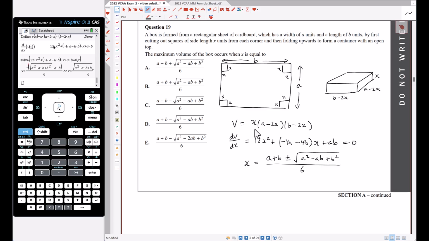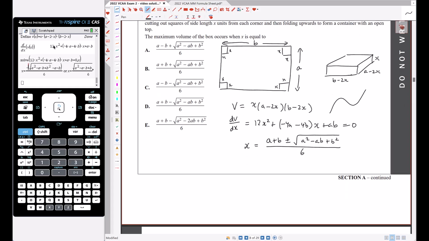Okay, so then given I've got minus 2x and minus 2x, this is a positive cubic, so the shape of this cubic goes like this. So we've got two turning points. The first turning point is the maximum and the second turning point is the minimum. And so therefore the first turning point is going to be the one with the minus in it. So we actually are going to have maximum when x equals a plus b minus the square root over 6. Alright, so a plus b minus, so I think that's option D.